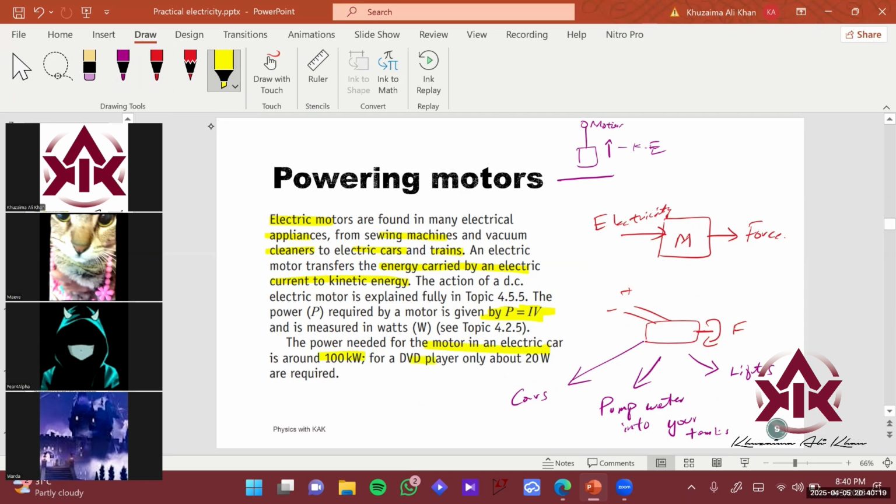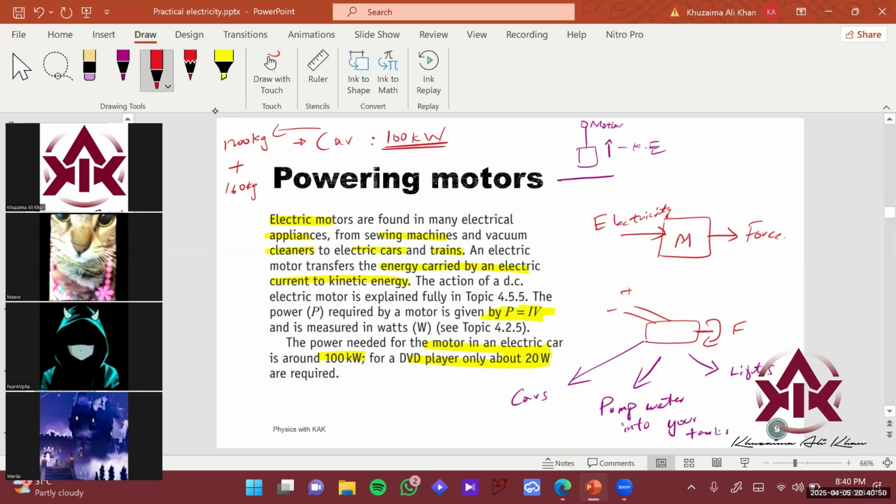For a DVD player, you only need 20 watts, right? Just imagine this. For a car, you need basically 100 kilowatts to move the tires. It makes sense because the entire weight of an electric vehicle is around 1200 kg. And if you sit in the vehicle, you also add weight. Let's say two people sitting over here at 80 kilos each, so 160 kg also. So it has to move the entire weight, and you will have to supply huge power.